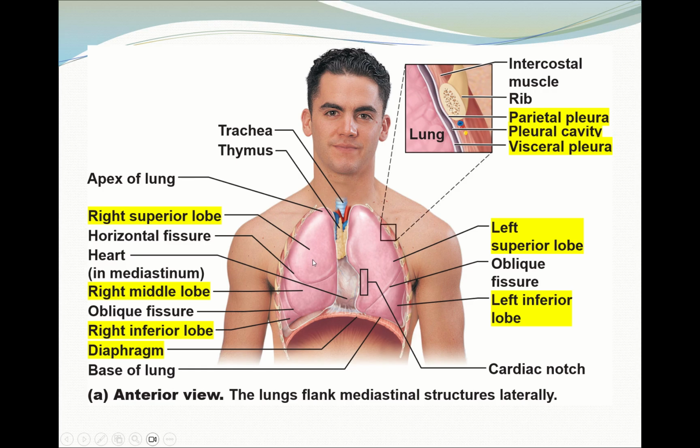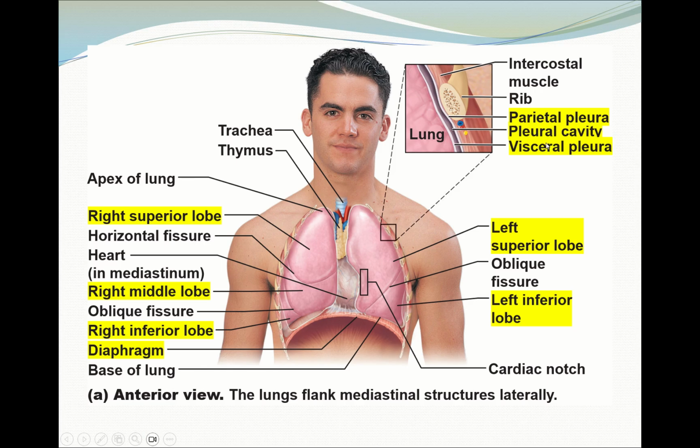All right, so here we can see the right lung with the right superior lobe, right middle lobe, right inferior lobe. With the left lung, we see the left superior lobe and the left inferior lobe, and then the diaphragm making the base there. And you can see the apex of the lungs up there at the top. You can imagine your clavicles and like your first ribs being right there.